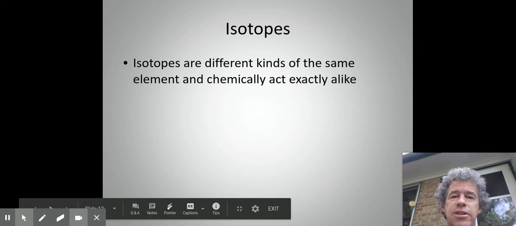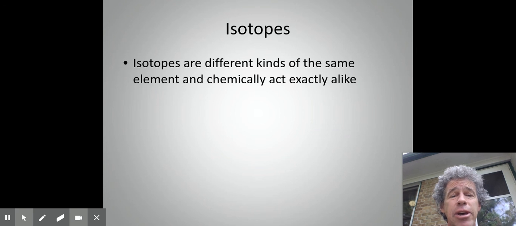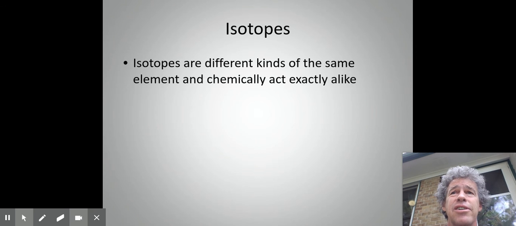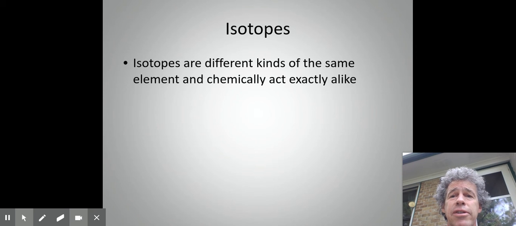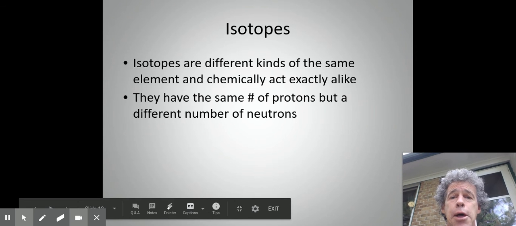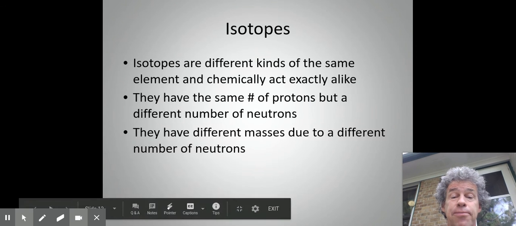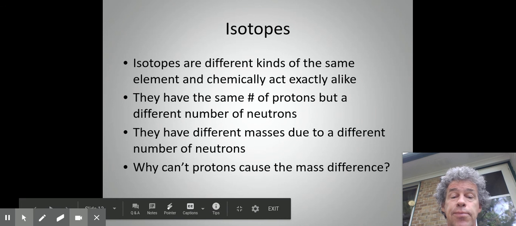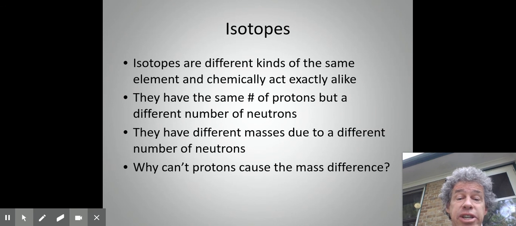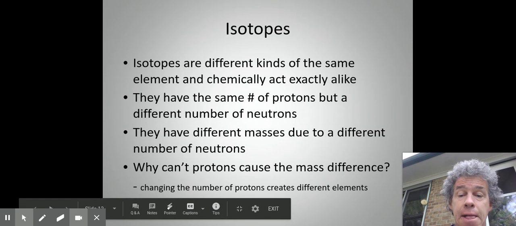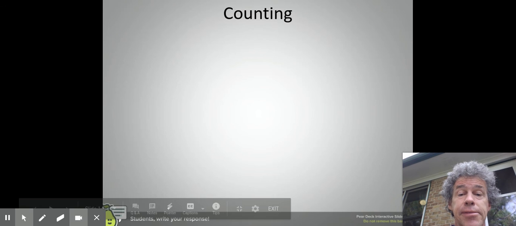So isotopes are different kinds of the same element. Chemically, they act exactly like that element, but they do have a slightly bigger or smaller mass, so that can affect how many of them there are in a sample of that element. They have the same number of protons and act the same chemically, but a different number of neutrons, so they do have a different mass. Once again, why can't protons cause the mass difference? Same answer: if you change the number of protons, you make a different element.